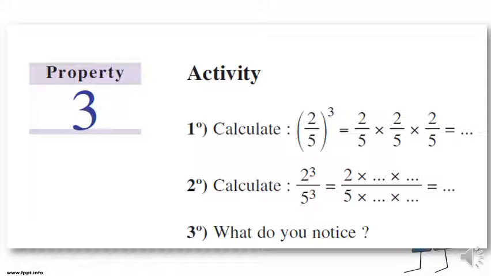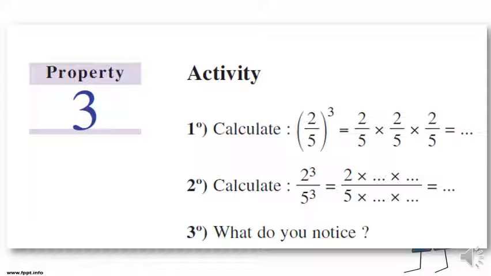Now let's continue the lesson. Now going to make activity number 3. Calculate 2 over 5 to the exponent 3. It means I have to multiply 2 over 5 by itself 3 times.